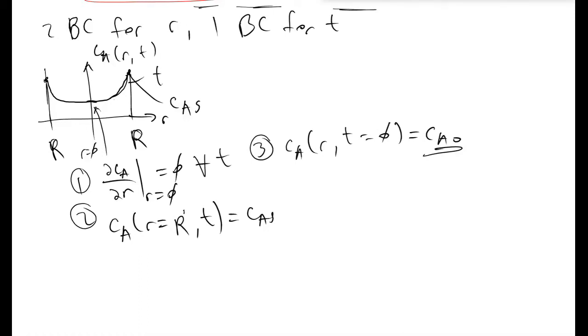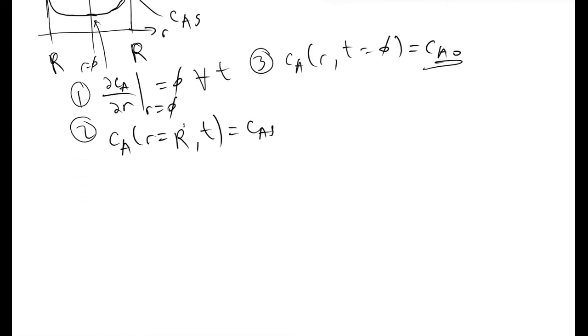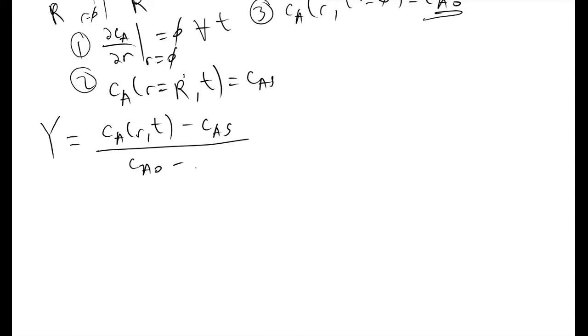At this point, because the video is running a little bit long, what I will finish by saying is that what we do now to actually evaluate our integral is separation of variables. We're going to define a variable called big Y. We're going to let big Y be equal to CA, which is a function of radius and time, minus the surface concentration of A, divided by CA naught, the initial concentration of A in our silicon cylinder.